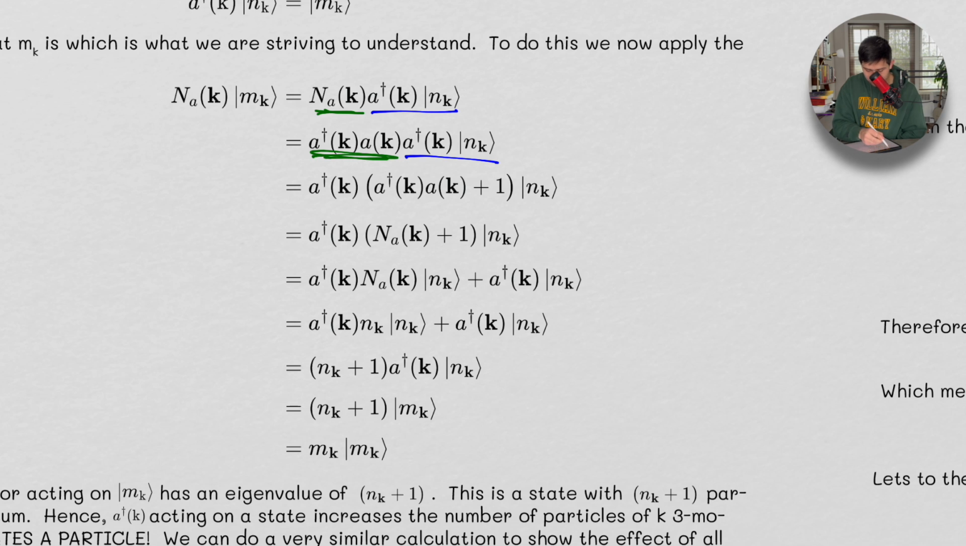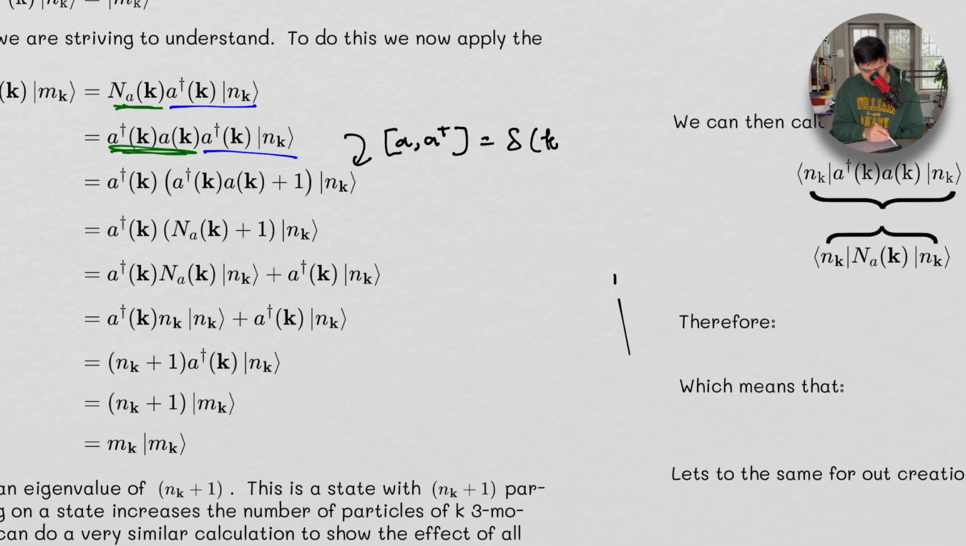And then with our commutation relationships, we said that a dagger commutator was equal to the Kronecker delta of k minus k prime, and when these are operating with just k, then this is just going to be 0, and that's going to be 1.